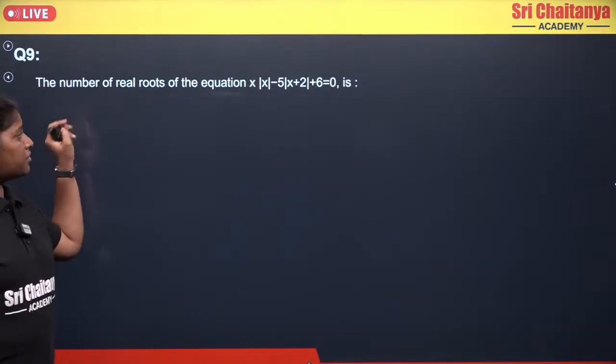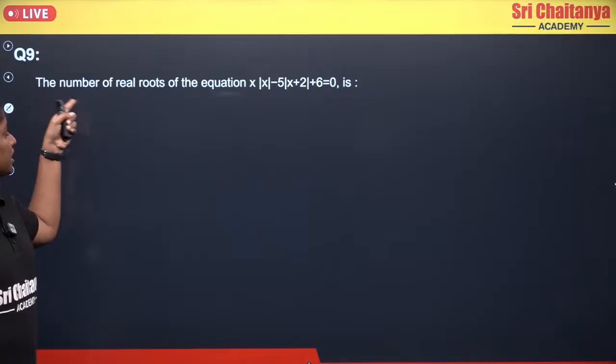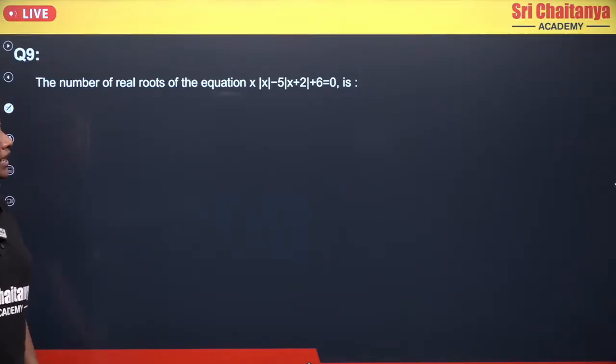Now coming to our first question, we are having the number of real roots of the equation x mod x minus 5 modulus of x plus 2 plus 6 equals to 0.